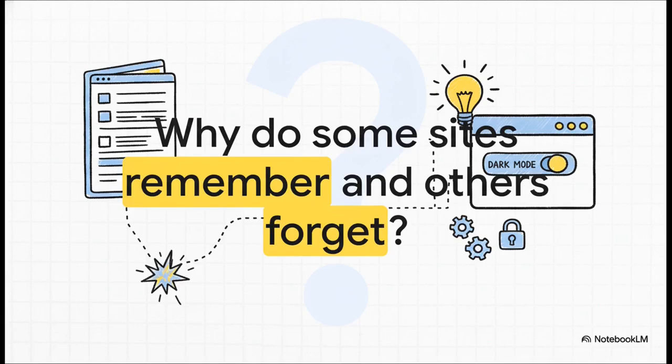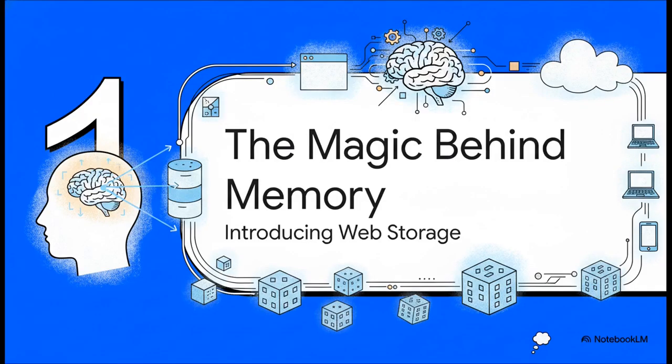But then on another site, you click dark mode, and it stays that way for weeks no matter what. How does that work? Well, it's not magic, and today we're going to pull back the curtain on exactly why that happens. So, what's the big secret? It's a piece of tech called the Web Storage API.